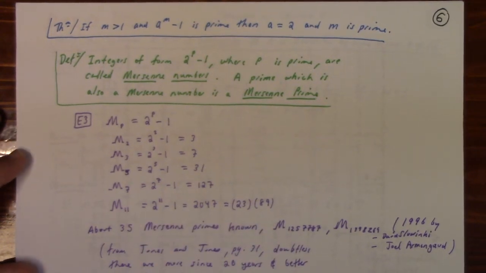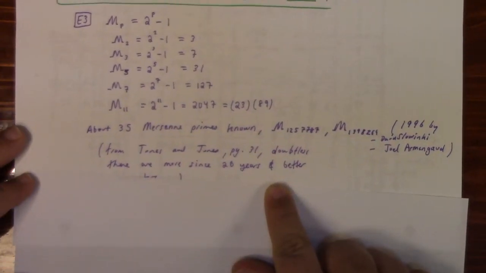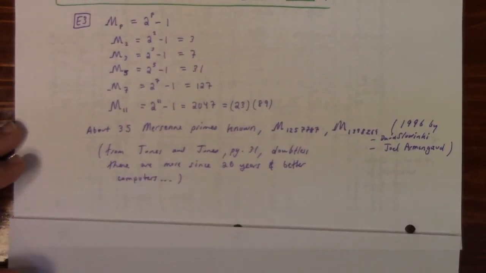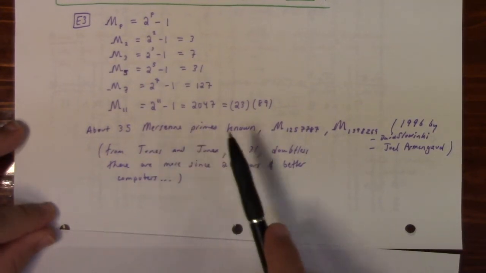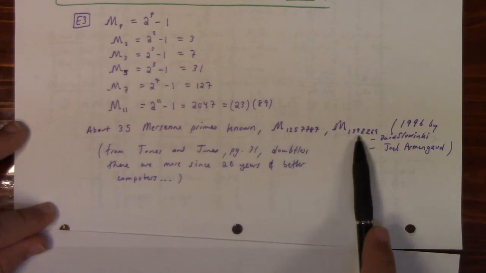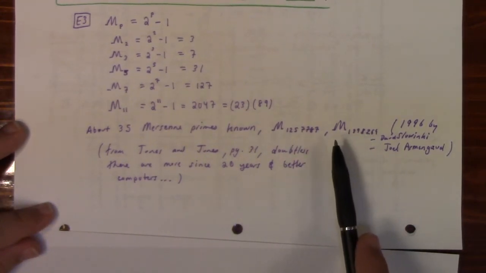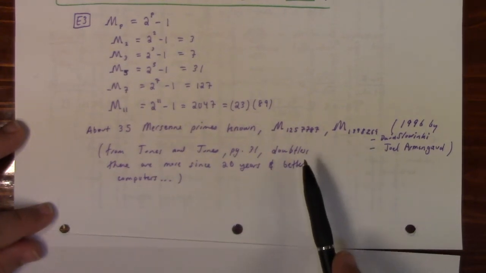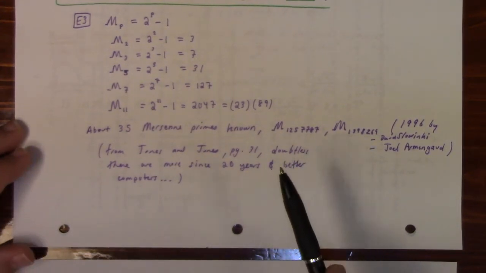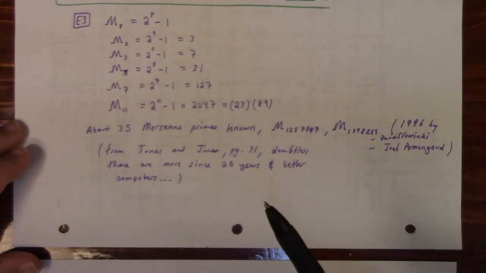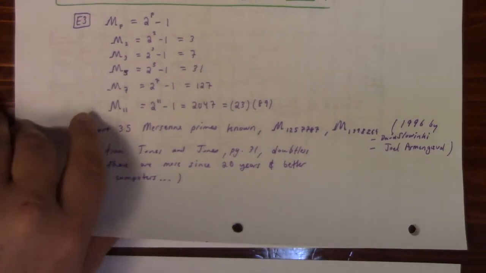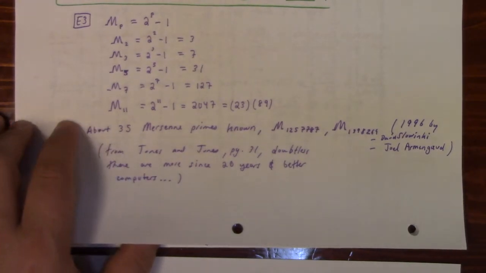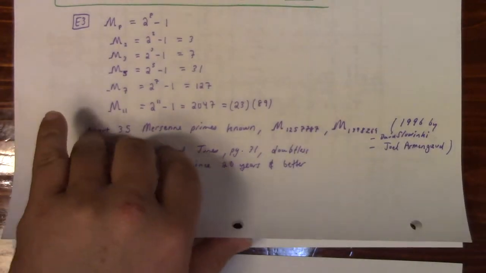So I guess as of 20 years ago, when Jones and Jones was written, there were something like 35 Mersenne primes known. The last two, when the text was first edited, were these two. By the time footnotes were added, there were another 2 listed in the book. I haven't had a chance to look up how many are actually known, but I would guess a few more have been found. It's been 20 years and we have much better computers, so you would think there might be some more found, but I haven't looked it up.